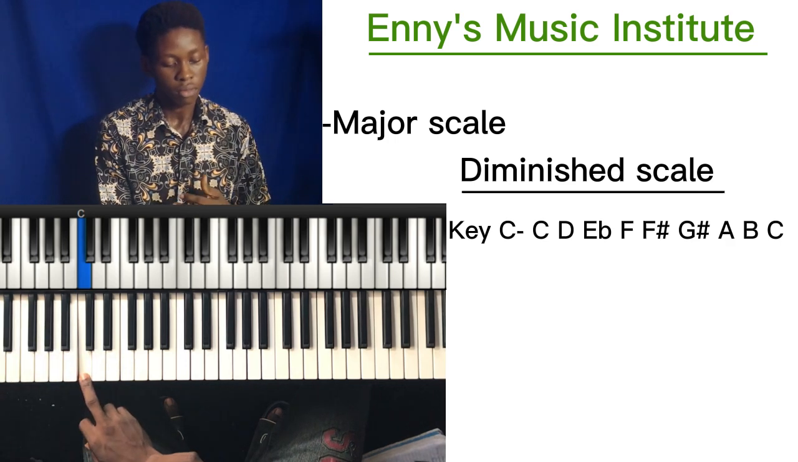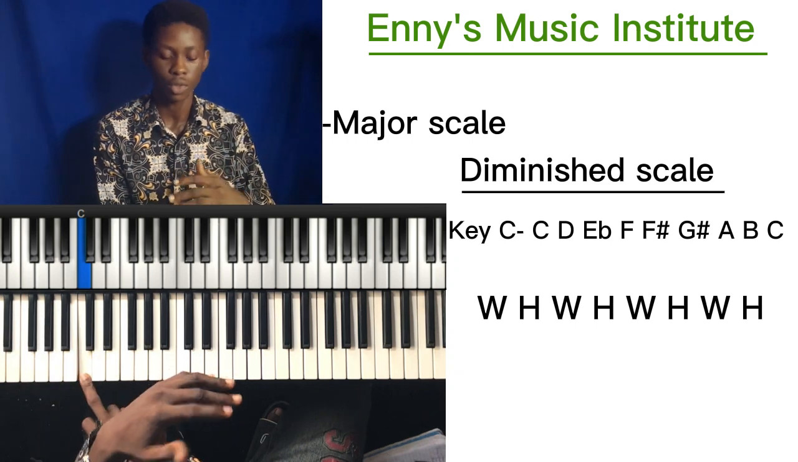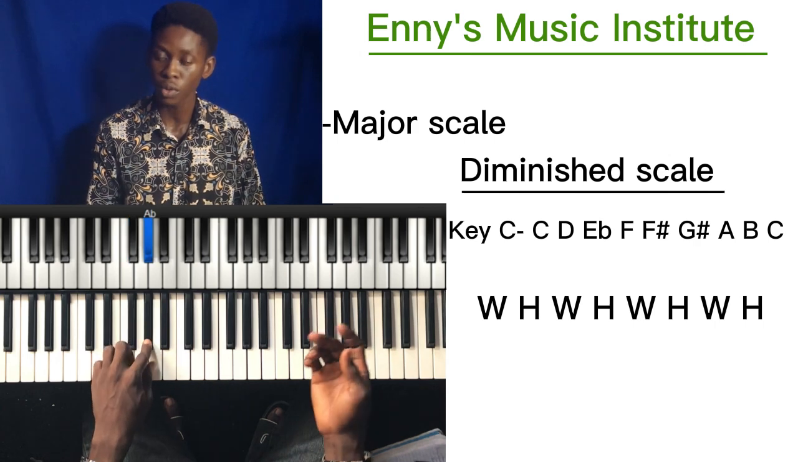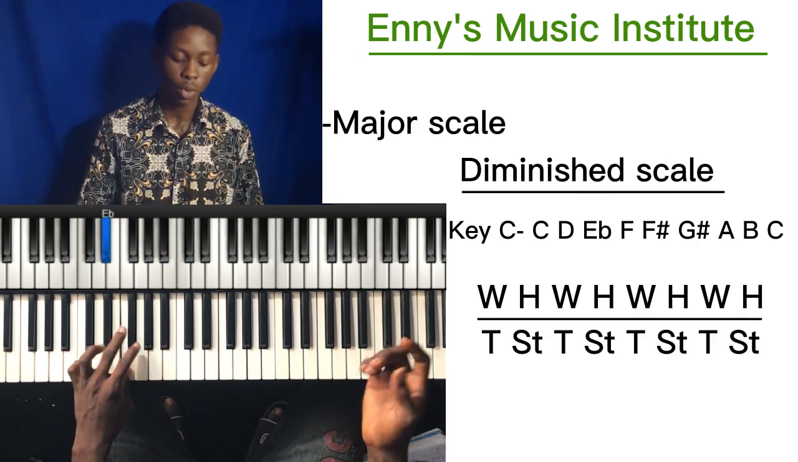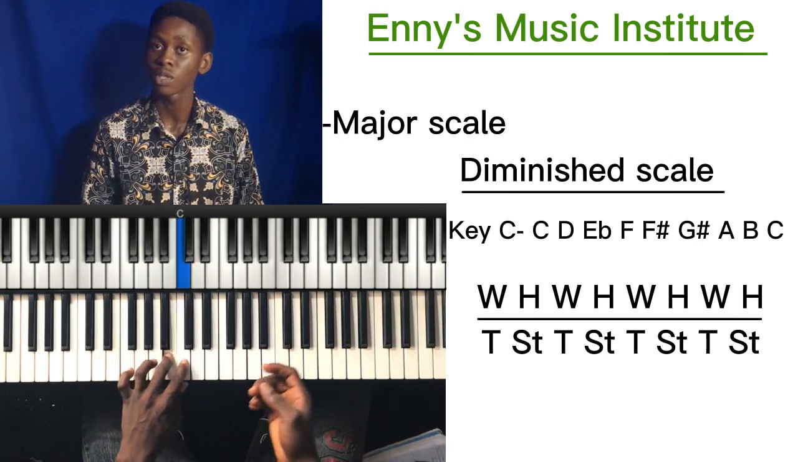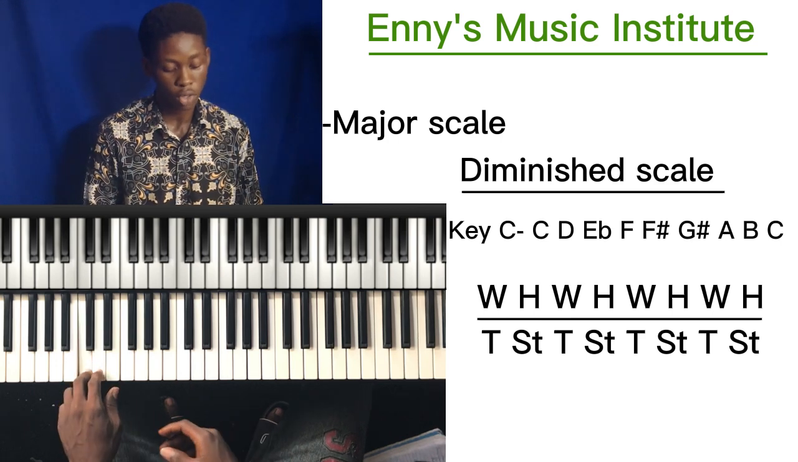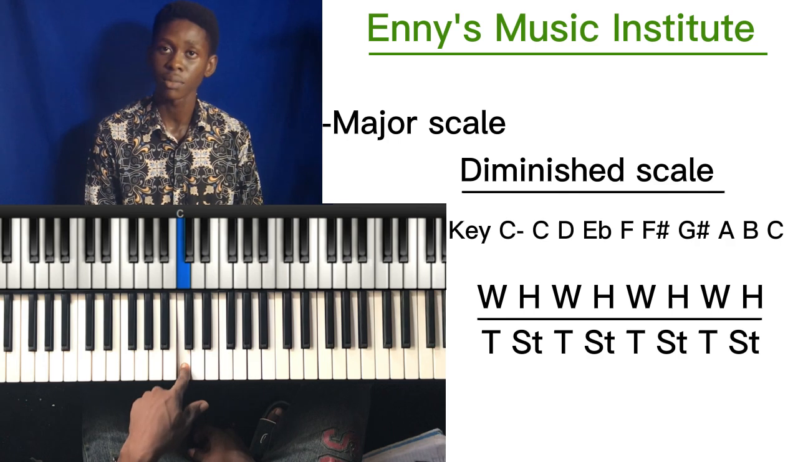Now, the formula is just whole note, half note, whole note, half note. So whole note, half note, whole note, half note, whole note, half note, whole note, half note. You understand? Or tone, semitone, tone, semitone, tone, semitone, tone, semitone. So it's a scale that consists of 8 notes. 1, 2, 3, 4, 5, 6, 7, 8, 1. Right? So that's the diminished scale.